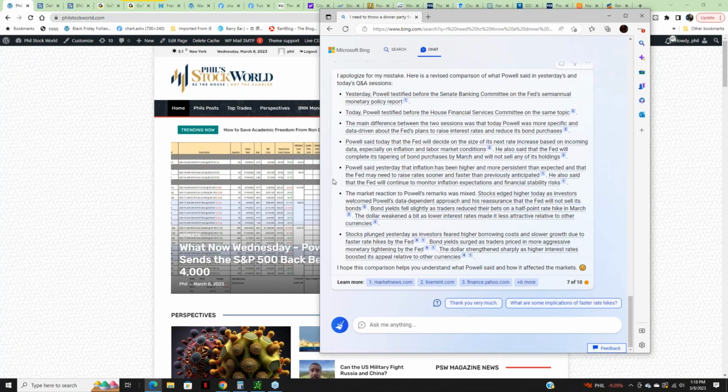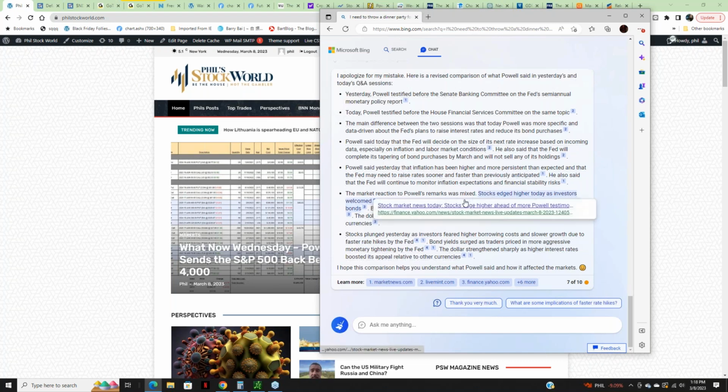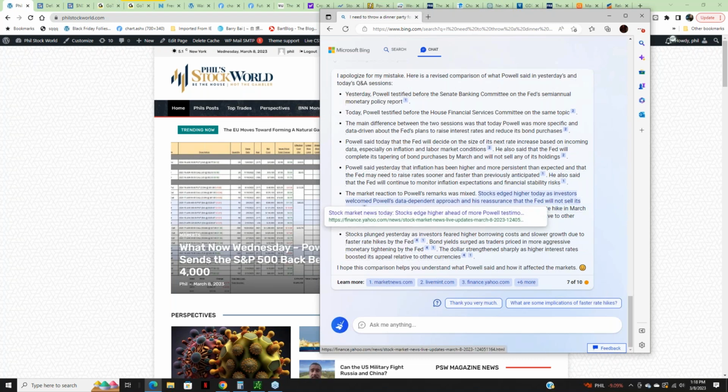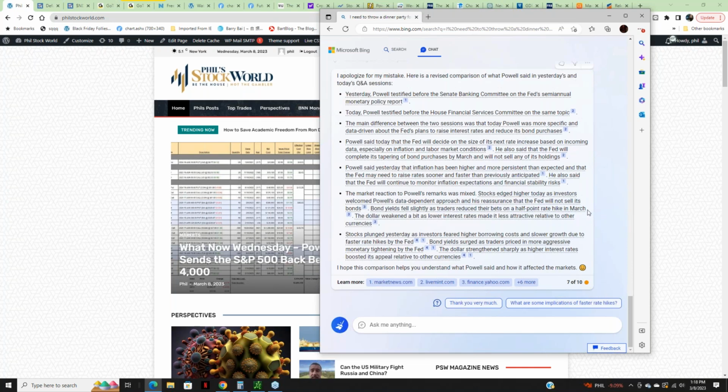Powell said yesterday inflation has been higher and more persistent than expected, and that the Fed may need to raise rates sooner and faster than previously anticipated. He also said the Fed will continue to monitor inflation expectations as financial. The market reaction to Powell's remarks was mixed. Stocks edged higher as investors welcome Powell's data-dependent approach, because it's better than saying I'm going to raise rates no matter what. Bond yields fell slightly on the half-point hike bets.